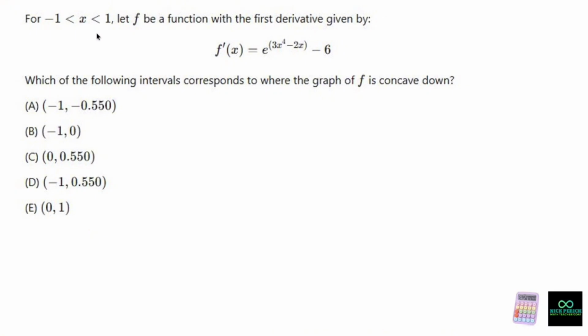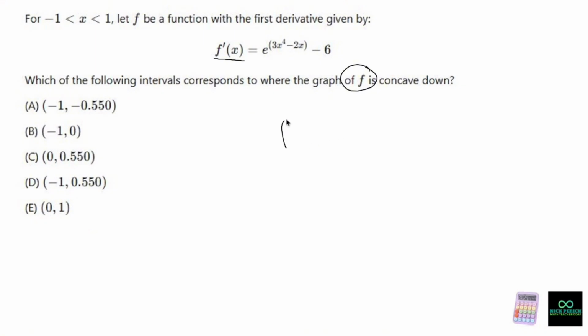For -1 to 1, let f be a function with the first derivative given by f prime equals e to the 3x to the 4th minus 2x minus 6. Which of the following intervals corresponds to where the graph of f is concave down? Well, we have f, right? And we have f prime. F prime is going to give us some equation.